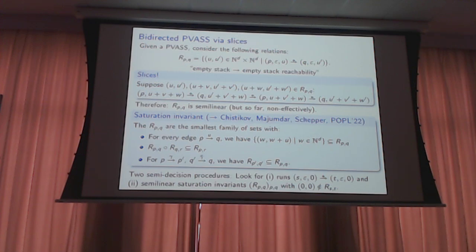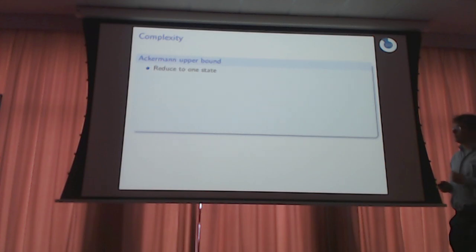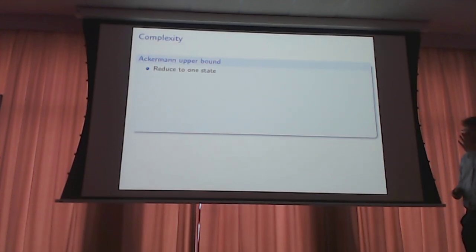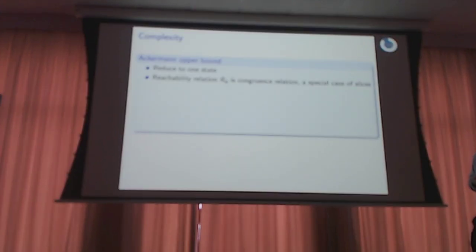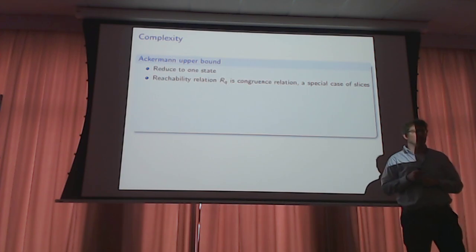So this just gives you decidability. I also talked about Ackermann upper bound. And here I just sketch what type of methods we use. So first of all, you can reduce to the case that you just have one state by using this encoding. You encode the states in 2 extra counters. And then you observe that the reachability relation is a congruence, which, as I mentioned, is a special case of slices. And the reason we use congruences in that proof is that algorithmically they're much better understood than slices.